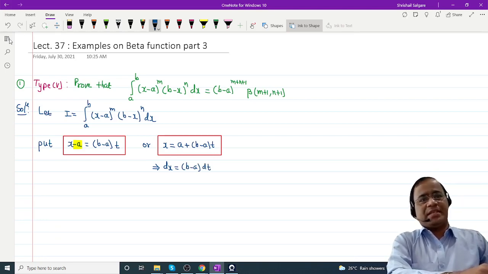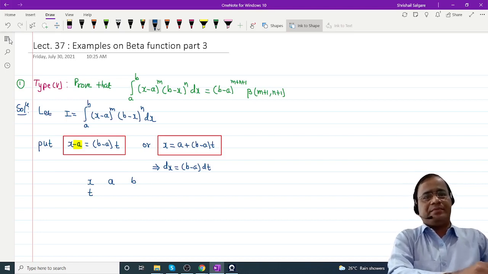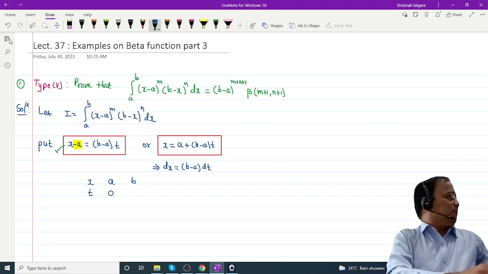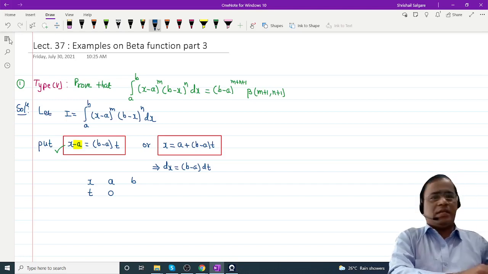Now start with the limits. Given limits for x are a as the lower limit and b as the upper limit. So can anyone help? Let me know the value of t when x is equal to a. Yes, very good. When you substitute x is equal to a, you get a minus a, which comes as 0. Okay, the lower limit is 0, that is required for beta. Now when you substitute x is equal to b, what will you get? t is equal to 1.